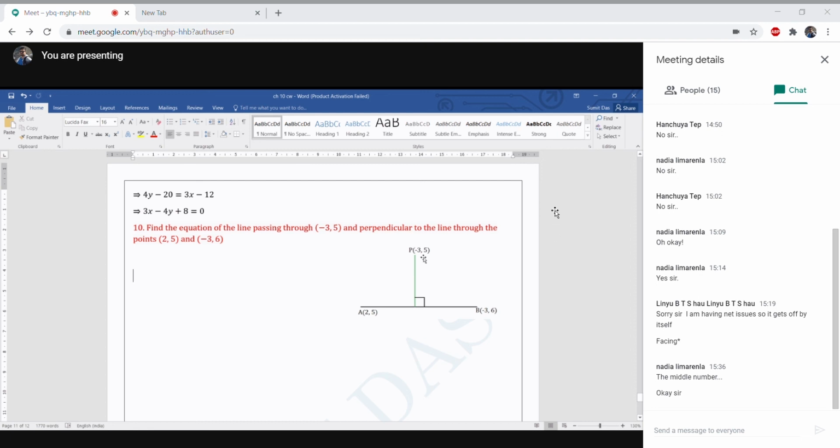So we know only one point, right? We don't know the coordinates of this other point, right? So we have to find the slope. Okay, therefore let's mark this one Q.